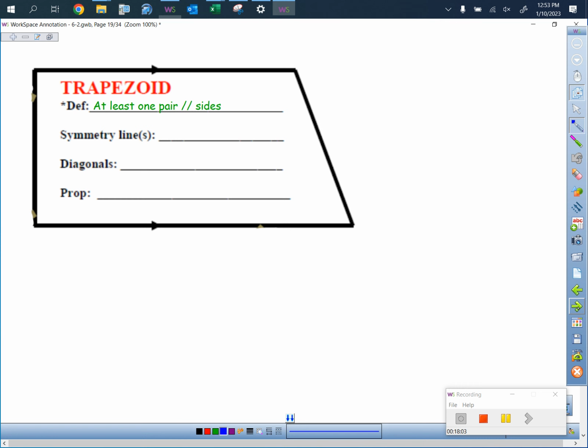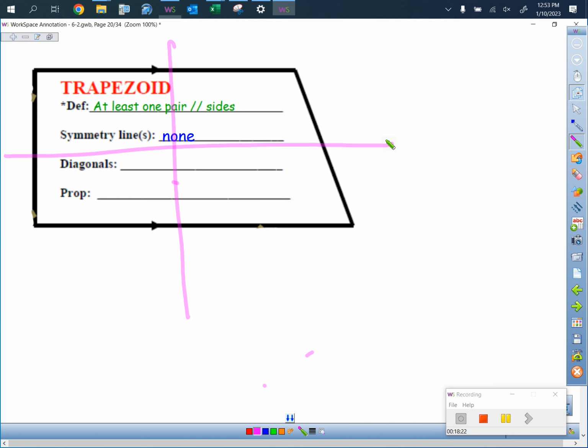To make this go a little quicker, talking symmetry lines, there will be none. There are no symmetry lines for just a plain Jane trapezoid. Like if I drew this line in right here, not everything on the left side is the same as on the right side. If I drew that line in there, not everything above it is a mirror image of below. There are none. What's true about the diagonals?